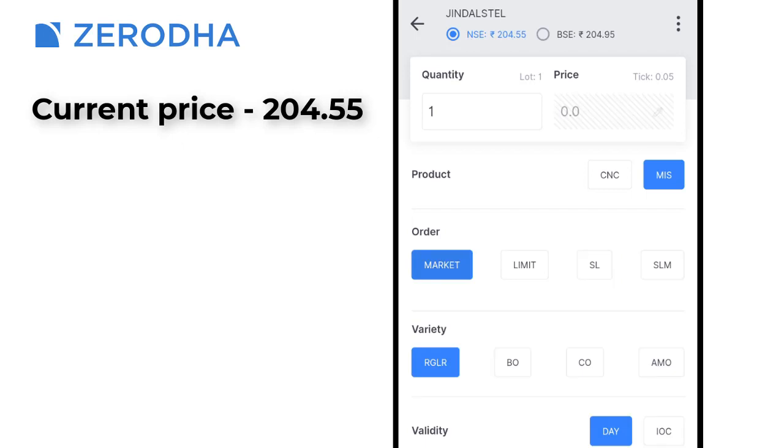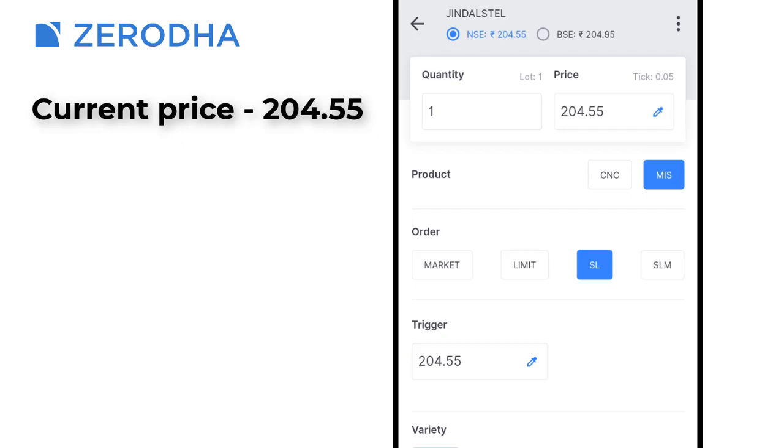Next come the order types. Market order: at whatever the current price available in the market, you can place a trade. When you place a market order, based on market depth, whatever price is matching, your order will get triggered. And limit order: when you are placing an order below the current price, you have to use a limit order for buy. For sell, if you want to sell above the current price, right now Jindal is still trading at 204.55, so above that if you want to sell the stock, you have to go with a limit order, and below the current price you have to use a limit order for buy. For sell it's above, for buy it's below.